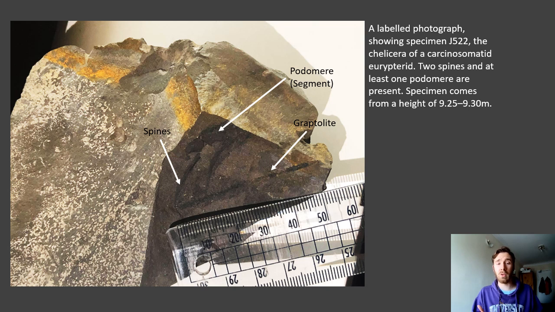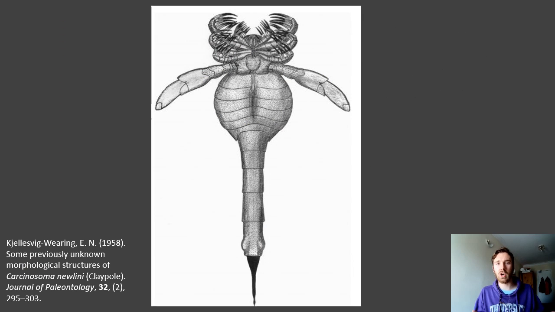And here is the specimen in all its glory, with a single or possibly one or two podomeres present, and two distinct spines present, and finally a graptolite not to be confused as part of the specimen. And here is a reconstruction from Kjellesvig-Waering 1958, where the distinct morphology of the chelicera can be observed, as well as its broad, unstreamlined prosoma, which probably would have given it its nektobenthic lifestyle.